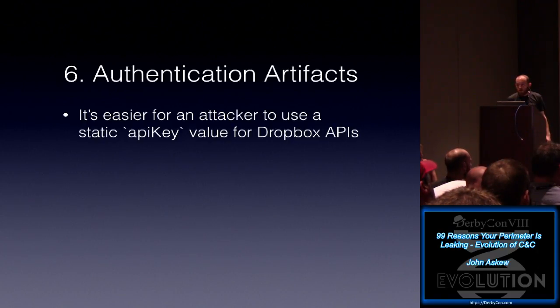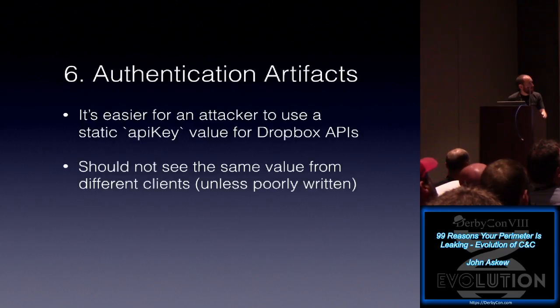These API keys, these OAuth tokens, like when I was using Dropbox earlier, I've got a static API key that I use for all the implants, which is going to look a little bit different than actual use of Dropbox, where clients will all have unique API keys. So if you're seeing the same API key coming from 10 different workstations, then that's something that should arouse suspicion.